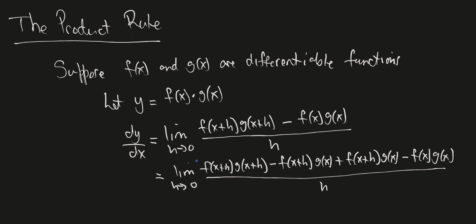And look, in the first two terms, I have an f of x plus h in common. I have it there, and I have it there. So I'll be able to factor that term out of the first two terms. And then look at the last two terms. They have a g of x in common. So I'll be able to, again, factor by grouping. And that's essentially what you do here, right?